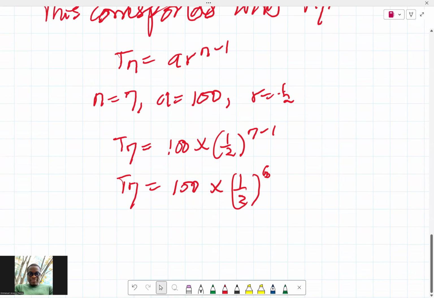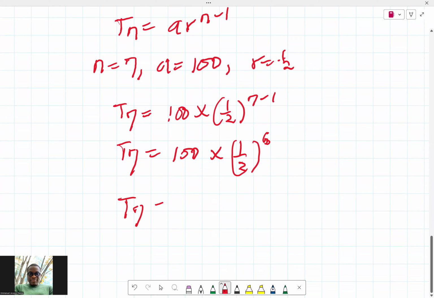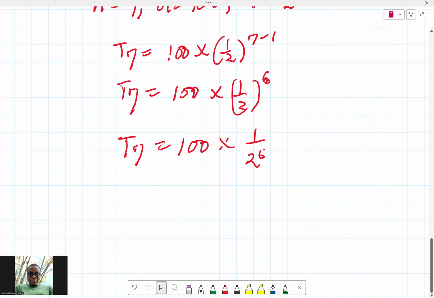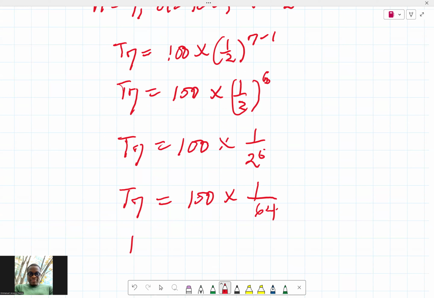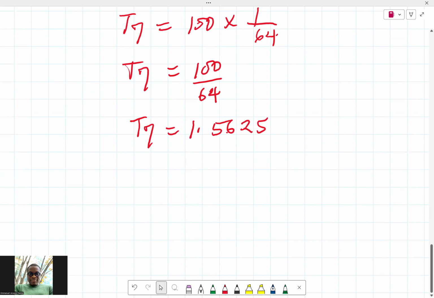Then we have T7 equals 100 times 1 over 2 raised to power 6, because 1 raised to power 6 is 1. Well, 1 raised to anything is 1. So 100 times 1 over 2 raised to power 6: 2 times 2 is 4, 4 times 2 is 8, 8 times 2 is 16, 16 times 2 is 32, 32 times 2 is 64. So this whole thing is actually 100 divided by 64. And if you do that division, T7 is equal to 1.5625.